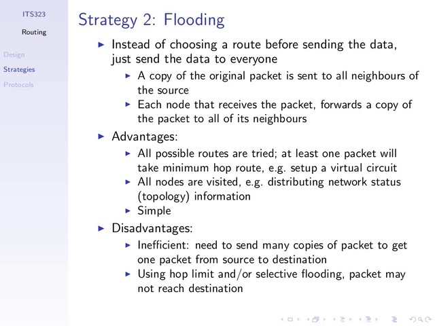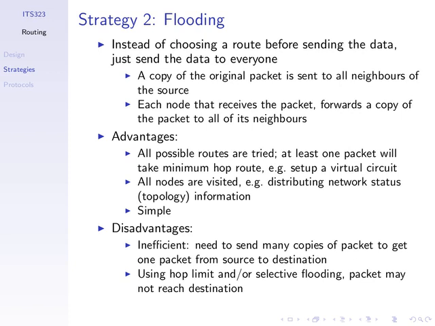There's no concept of calculating routes. We just send across every possible route. All possible routes are used in the network. Because all possible routes are used, at least one packet will take the minimum hop route, the route which has the least number of hops. That can be useful if we want to use least hop routing or, say, set up a circuit which uses the least number of hops.